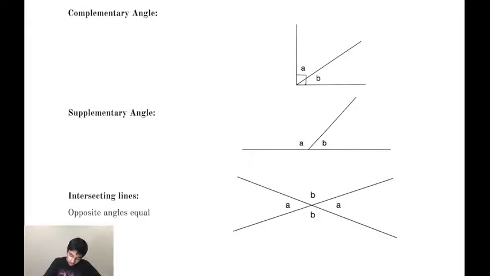Similarly, two angles are supplementary if they sum to 180 degrees. So A and B are supplementary if they sum to 180 degrees. And in general, two angles are supplementary if they're on a line.